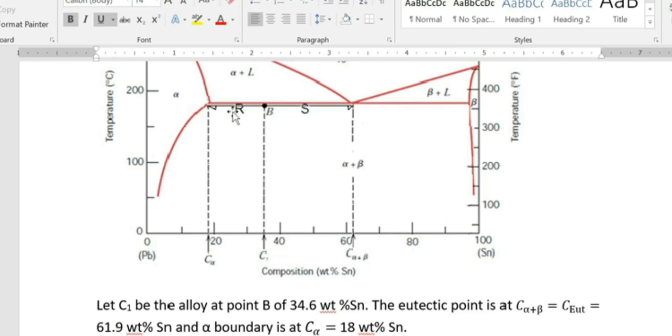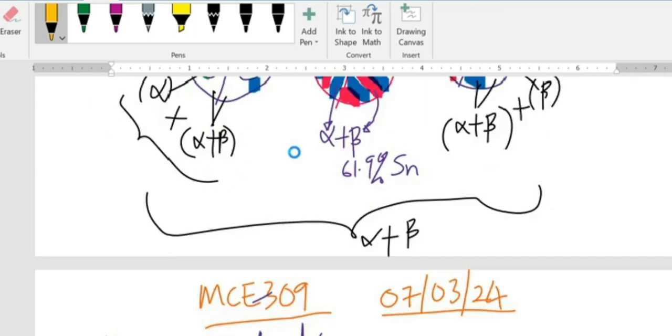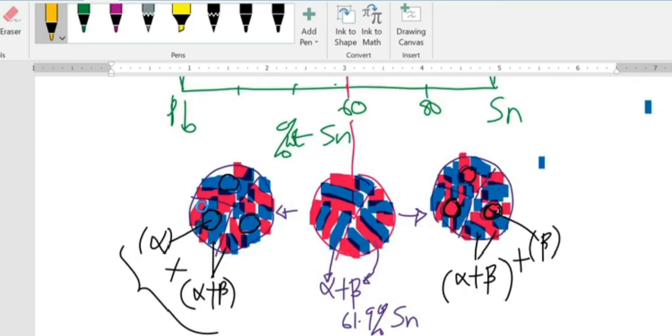So in essence, this is the line. I just drew it. Can you see R plus S? This is the boundary between alpha plus beta and alpha. So when you draw this just below 183, you have this, and then you give this one R and this one S. Are we together? So what did the question ask us to find? We are asked to find the fraction of the alpha and the fraction of alpha plus beta. In this case, we have a mixture of what? This is our composition. The blue balls are the alpha, and the alternating red and blue is the alpha plus beta.